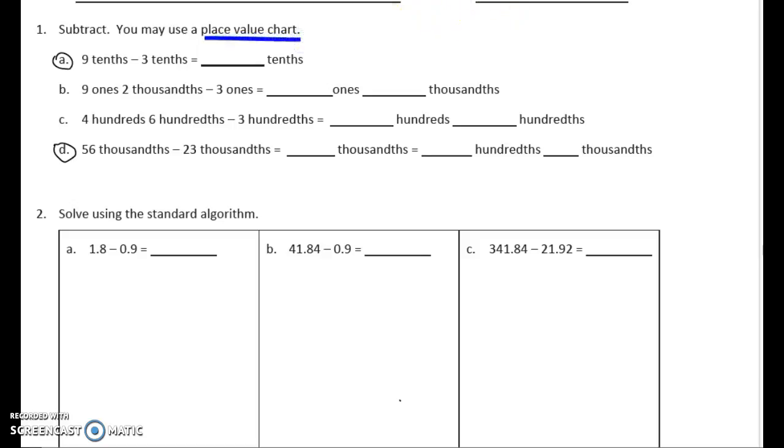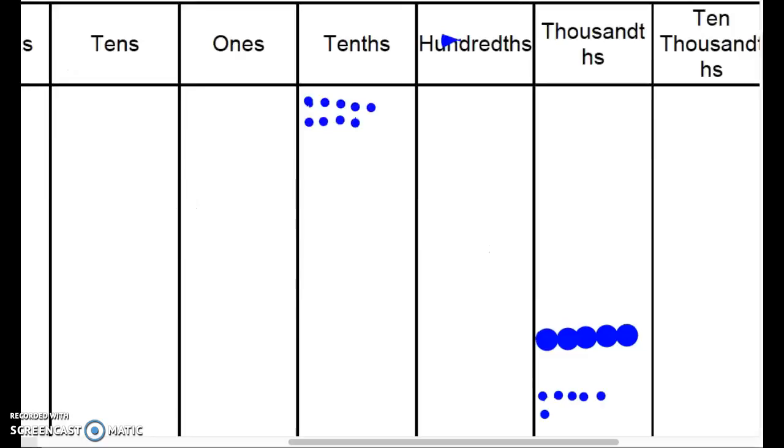So the first one we're looking at is 9/10, and we're taking away 3/10 from that to find out how many tenths we have left. So here's the place value chart. We were looking at 9/10. 1, 2, 3, 4, 5, 6, 7, 8, 9. If there was another dot here, it would be 10/10.